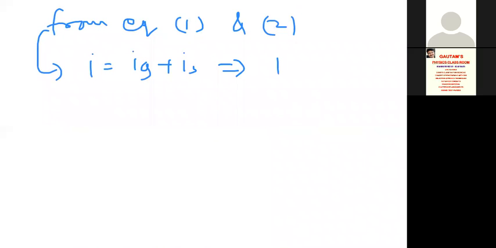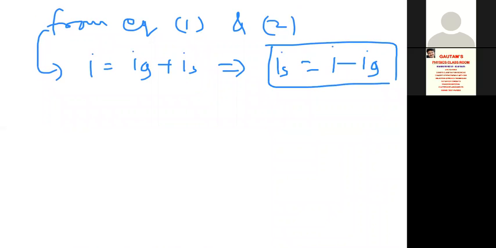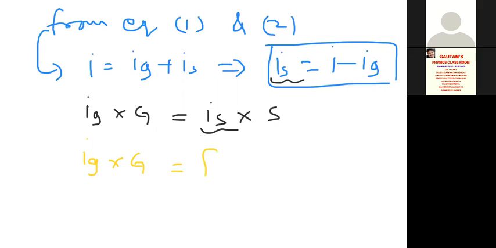From here, I want to eliminate Is, so I can write Is is equal to I minus Ig. So in equation 2, what we have? Vg is nothing but what I already wrote: Ig into G is equal to Is into S. So this Is I am substituting here. If I substitute like that, what will happen? Ig into G is equal to (I minus Ig) into S. So from this expression I can write S is equal to Ig into G by (I minus Ig).